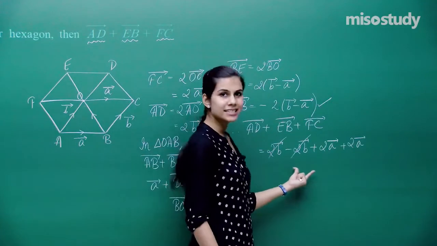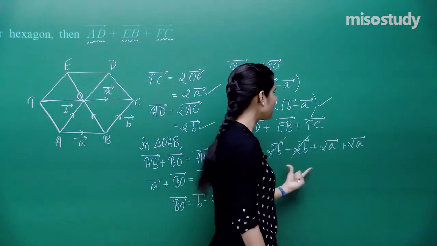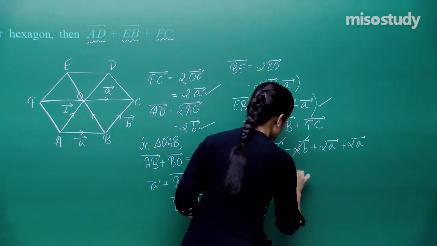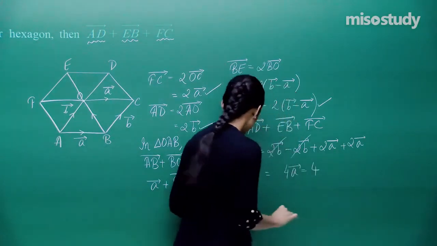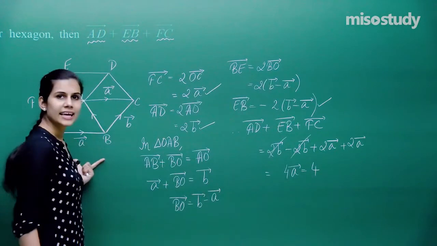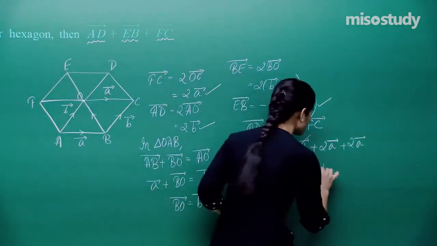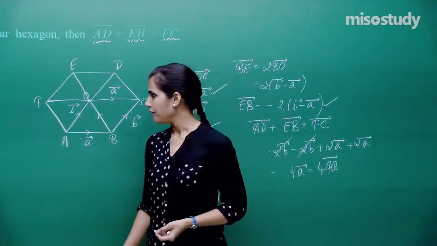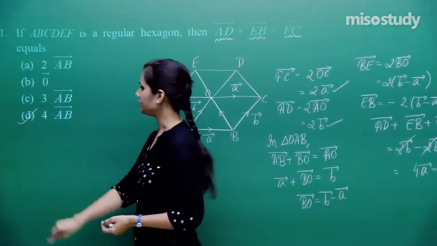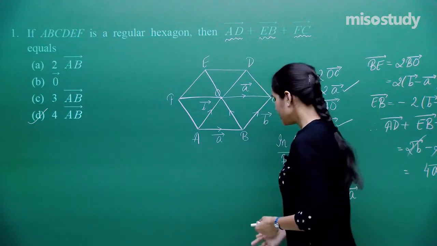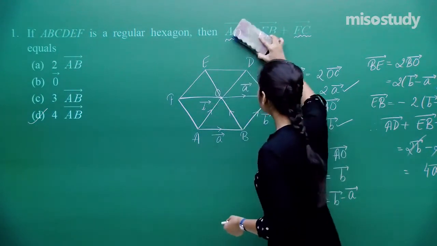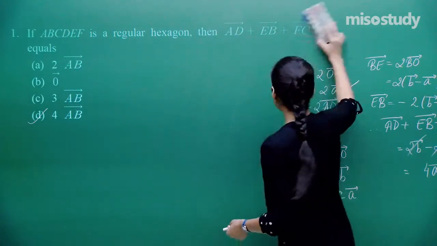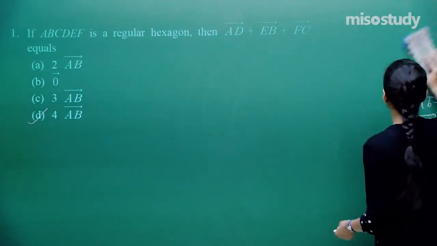A vector plus its negative is going to give you the null vector. Null vector plus anything is that thing only. Twice of a vector plus twice of a vector is 4 times a vector. But a vector is nothing but AB vector. So the answer is 4 times AB vector. And that is your option number D. This is how you interpret this question, pretty easy, based upon algebra of vectors. Let us talk about now the next question.